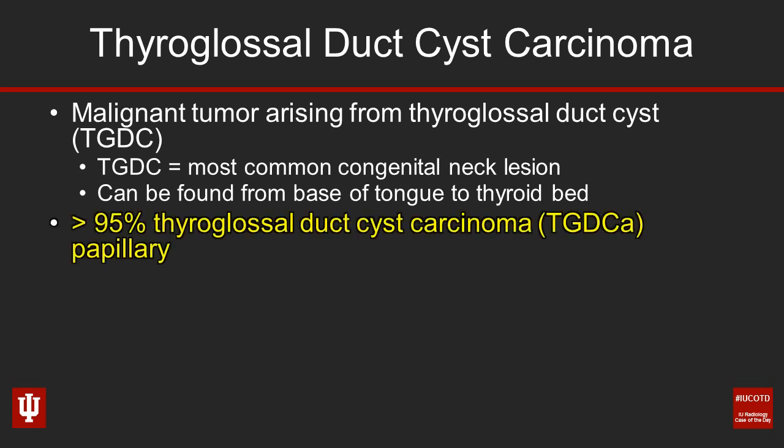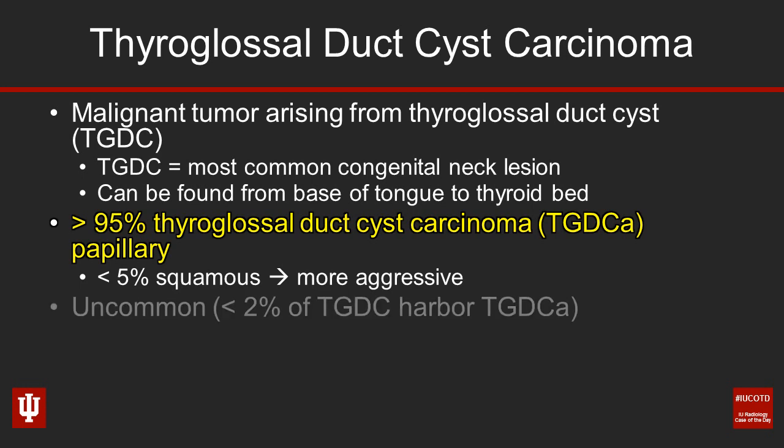Most of the time, in fact, the vast majority of the time, when you have thyroglossal duct cyst carcinoma, it'll be papillary thyroid carcinoma. Very rarely, probably less than 5% of the time, do we have squamous cell carcinoma that arises here. Those tend to be more aggressive. Fortunately, this is an uncommon diagnosis. It's been estimated that somewhere less than 2% of thyroglossal duct cysts actually harbor thyroglossal duct cyst carcinoma.